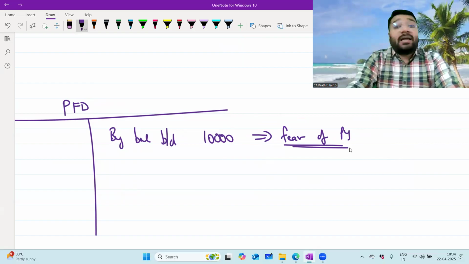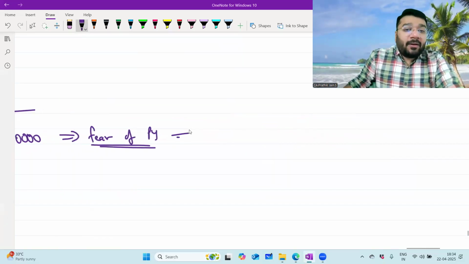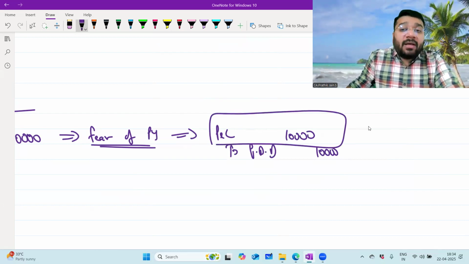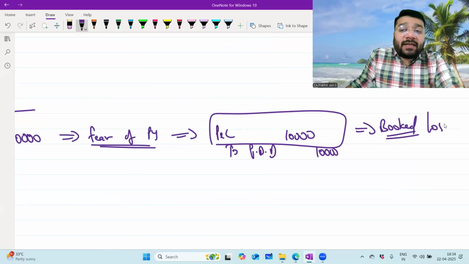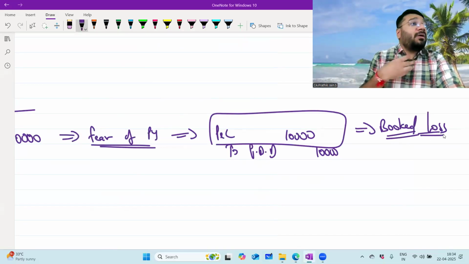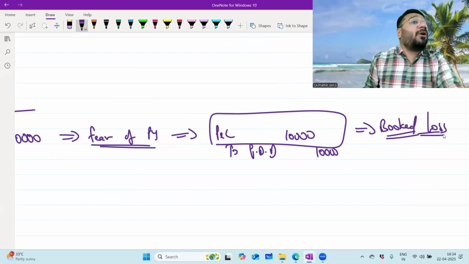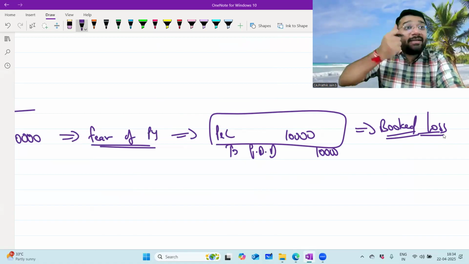In the previous year, what entry did you pass? Previous year recorded the entry: P&L account debit, to provision for doubtful debt 10,000. Guys, when I recorded 10,000 in the P&L account, it means I booked the loss of 10,000 rupees. So the income tax department, trusting what we said, reduced 10,000 from profit, and on the remaining profit they collected tax.